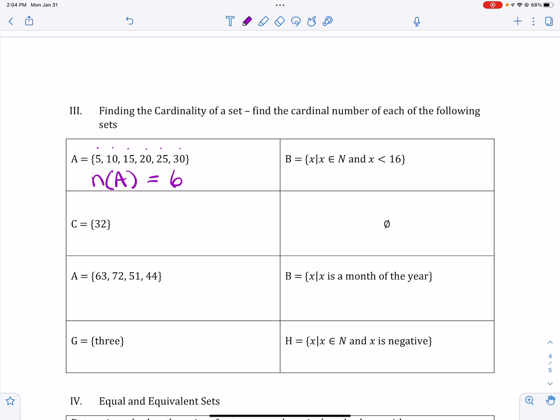They could write it in set builder notation. And so N of B would be all the counting numbers or natural numbers that are less than 16. So if I start with 1 and I count all the way up but not including 16, there would be 15. Make sure for this one you don't put 32. The cardinal number of C is one element. There's one thing in that group. The cardinal number of, and we'll just call this set H, the cardinal number of H is 0 because there's nothing in that element, okay?